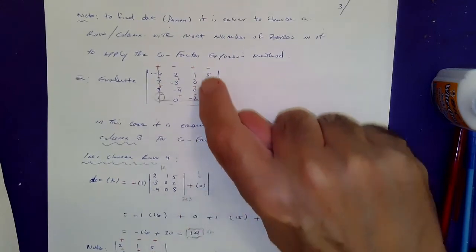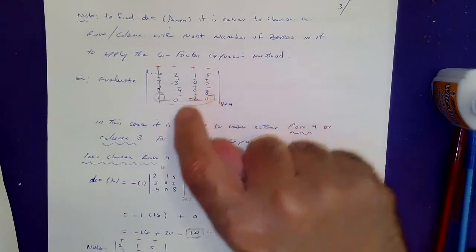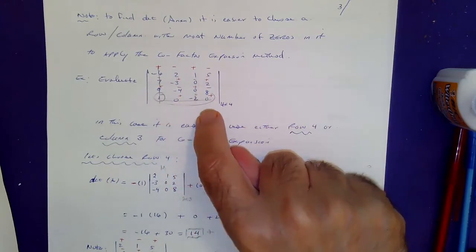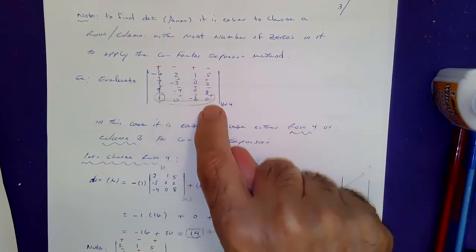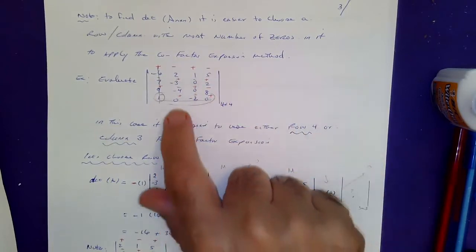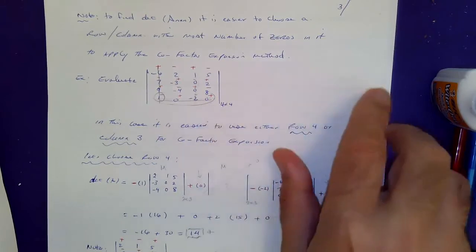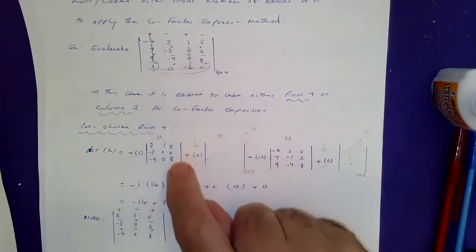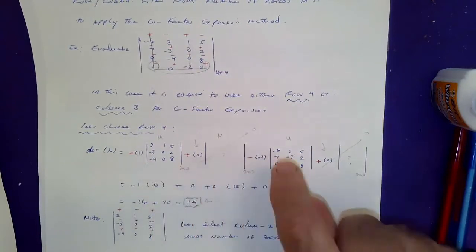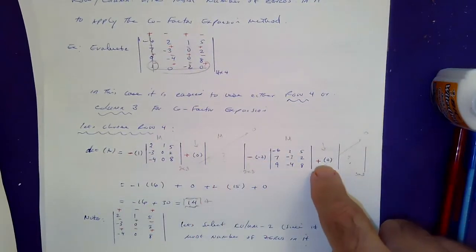So in this case, your choices are either use column 3 or row 4 because they have the most number of zeros. Do you see 2 zeros here and 2 zeros there? So in this case, I have selected row number 4. So what I did, I listed the elements of that row, namely 1, 0, -2, plus.